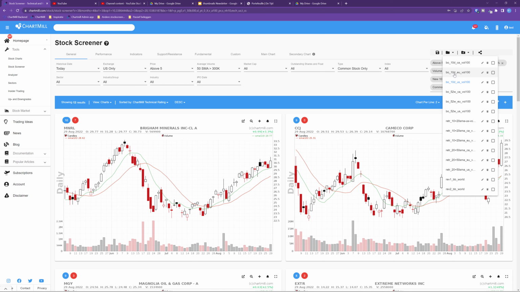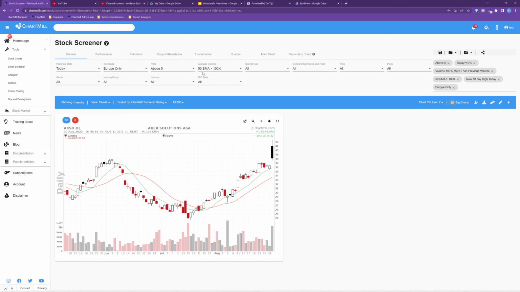So for the European market, there is a slight change. As you can see, for the US market, the average volume required is 300,000, and when I select the European market, my average volume is dropped down to 100,000. Otherwise, you don't have enough results. As you can see over here, that's the same result as for the 52-week high.